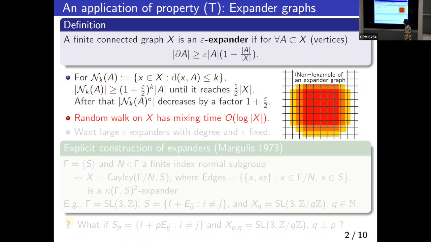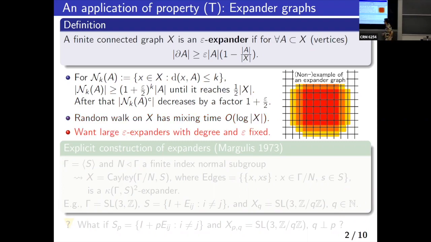Anyway, this means that the random walk on an expander graph is optimal. It has optimal mixing time, comparable to log of the size of X. And of course, we want an epsilon expander for fixed epsilon, where the size is arbitrary and the degree is fixed too.